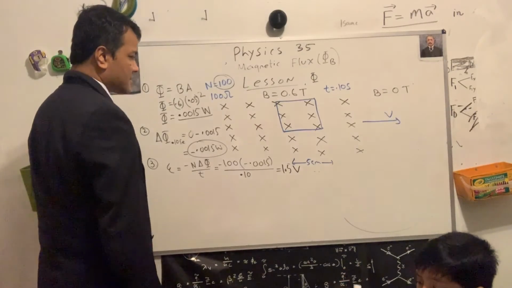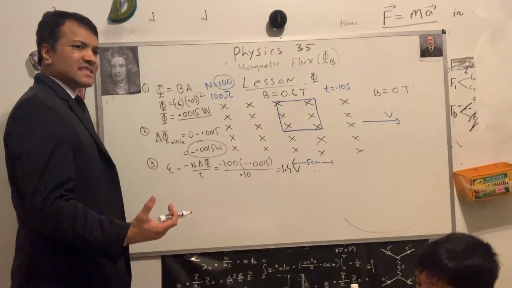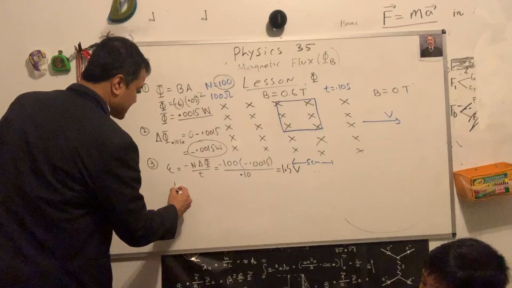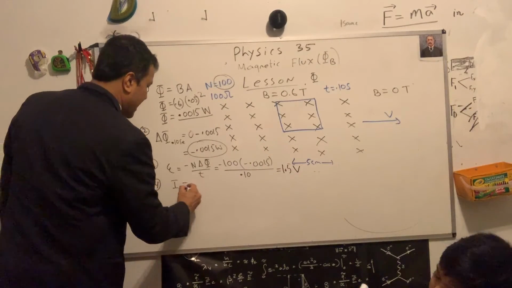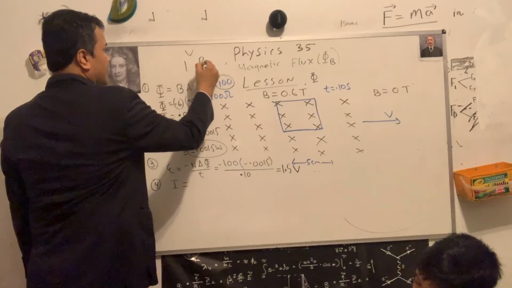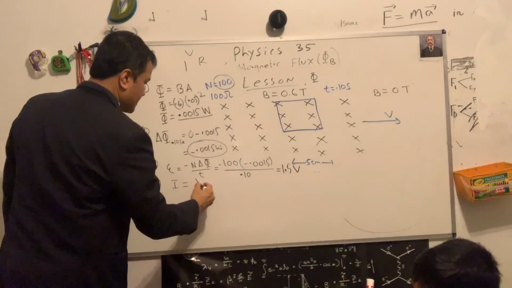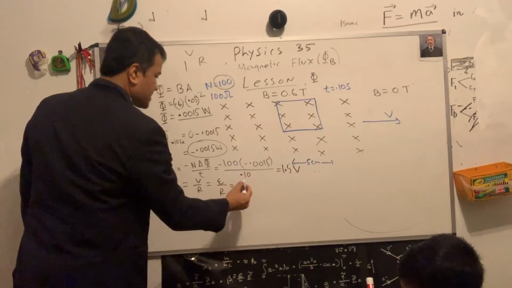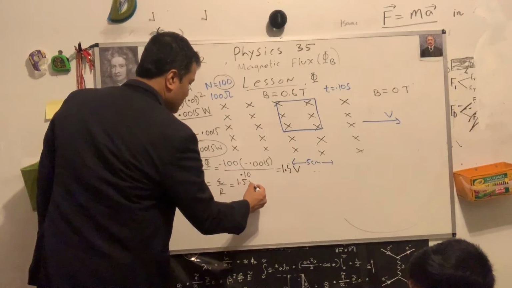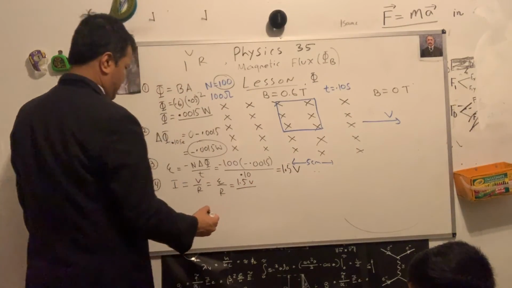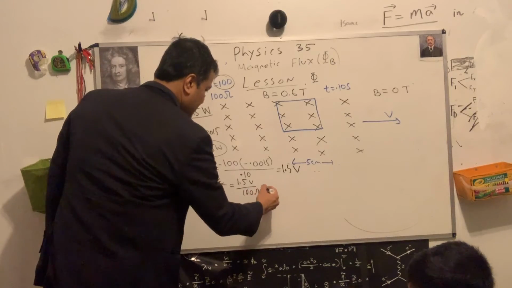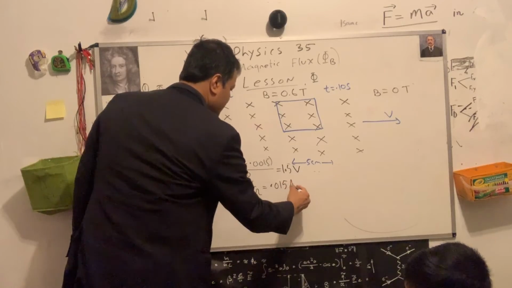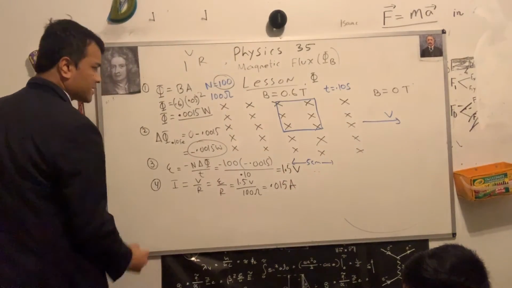Now since we have voltage, can you measure the current? It creates the induced current. We have resistance. The current is V over R, so EMF over R. EMF is 1.5 volts over 100 ohms, and that is 0.015 amps.